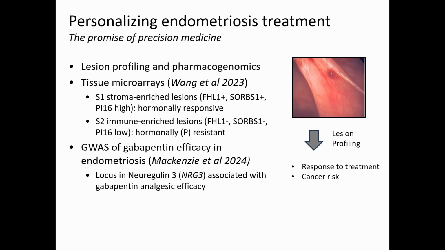Another study looked at genome-wide associations for gabapentin efficacy in endometriosis. Gabapentin is a potential pain treatment approach for patients with endometriosis. And these investigators found that a locus in the neuregulin 3 gene was associated with gabapentin efficacy. So this is an example of pharmacogenomics potentially being leveraged to triage the approach to a patient found to have endometriosis.